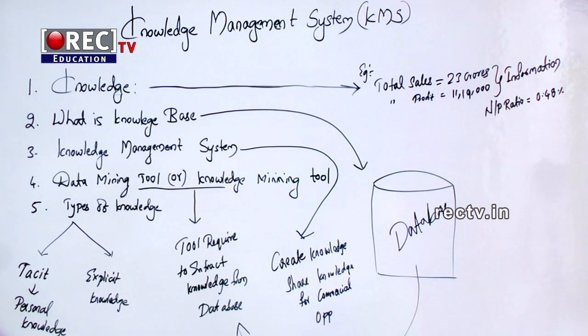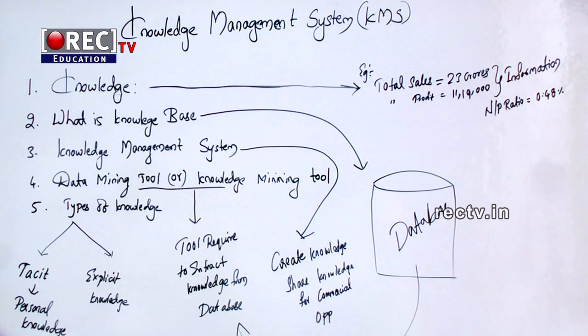Based on the information that is obtained from the organization, he will estimate the net profit ratio as 0.48%. That is, with the information given by the organization, he has gained the knowledge of what is NP ratio of an organization. Now we can say that here knowledge is nothing but well-processed information.